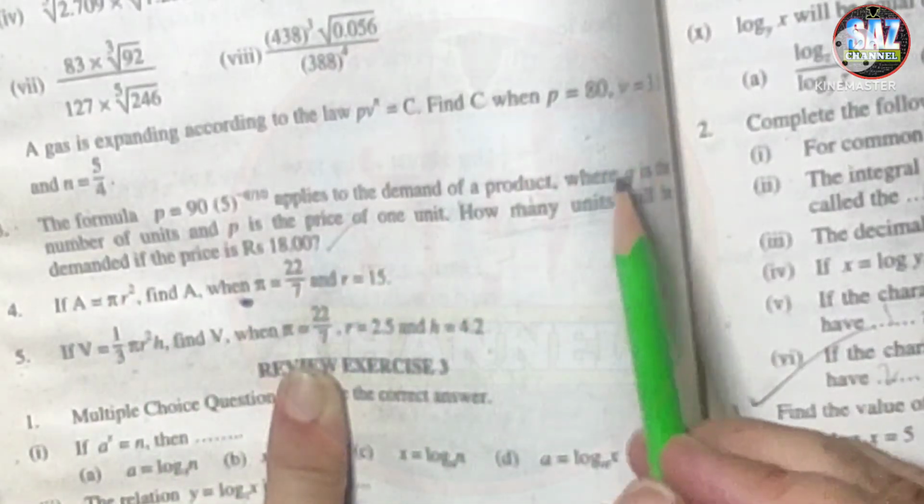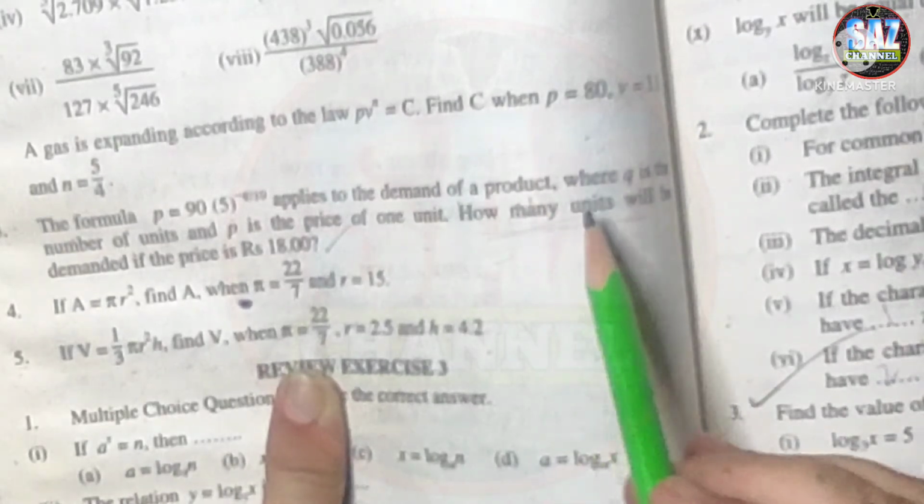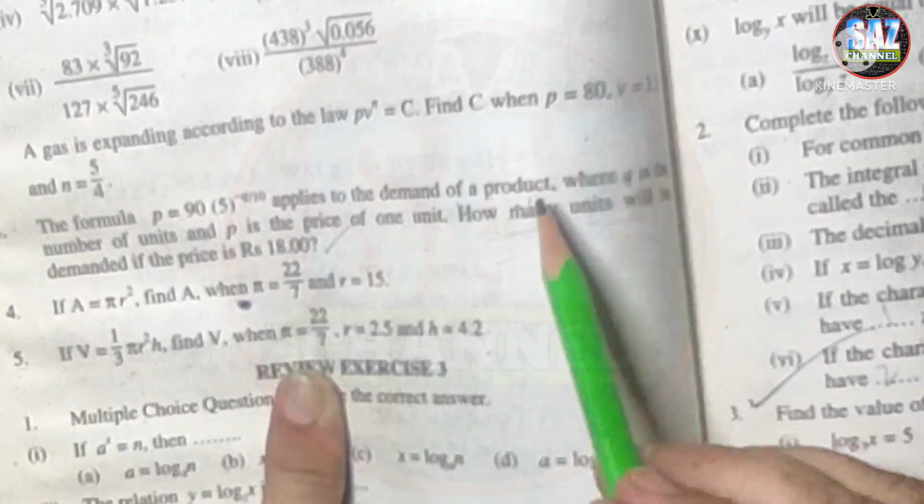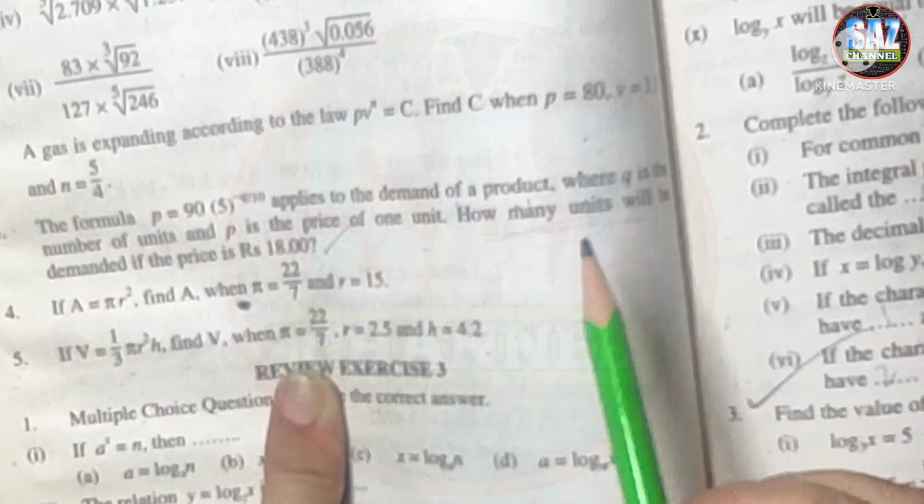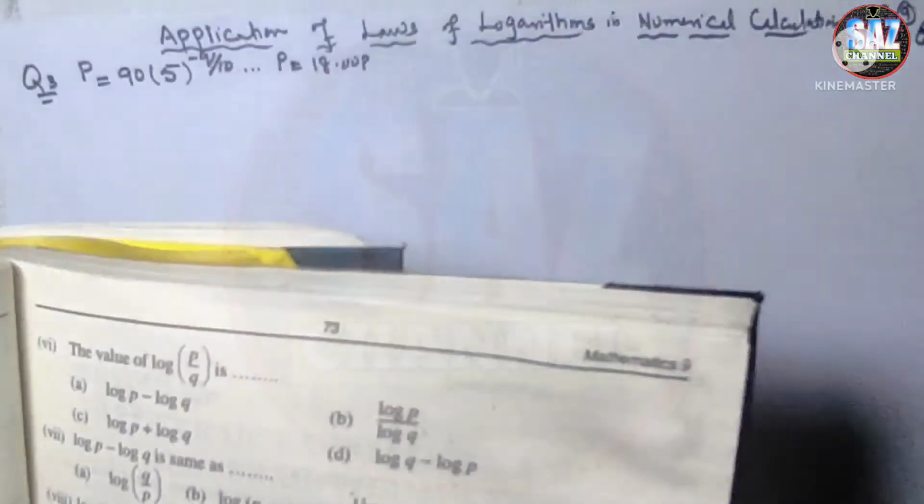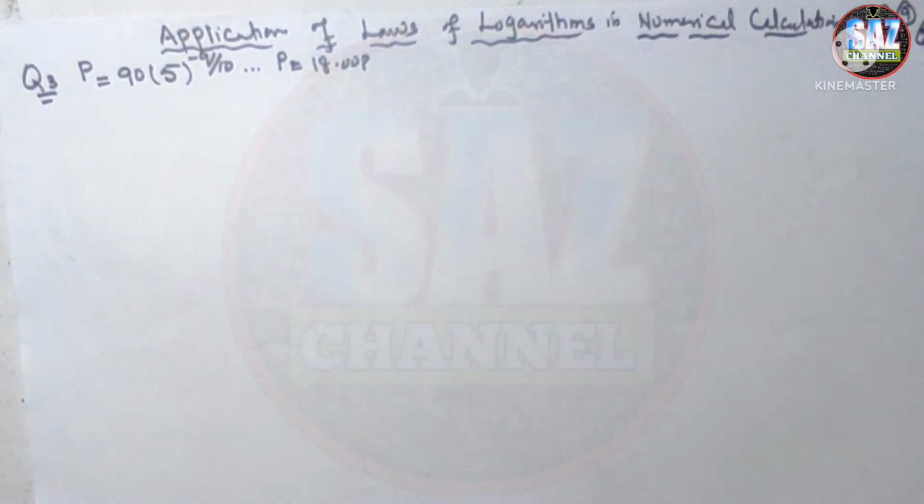How many units means that which letter we have to find? We have to find the value of q. I hope this is important. You have to be really clear. And in this question, there is only one value given, that is the value of p. So let's start the solution of this question.